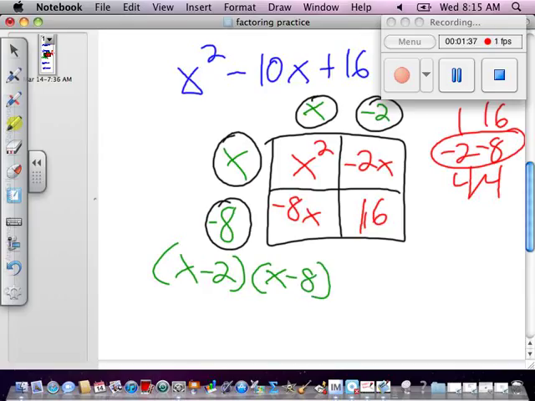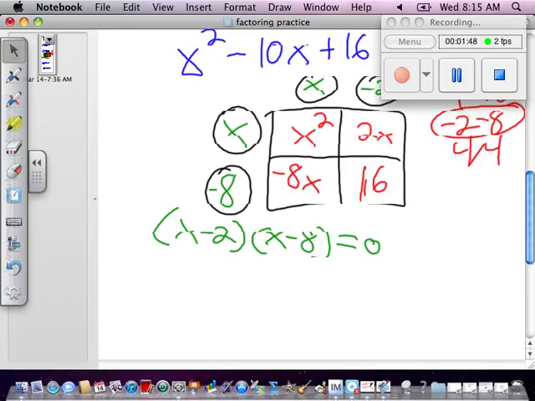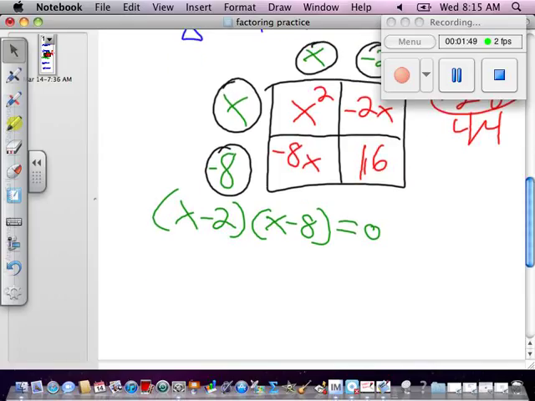How would I figure out what the zeros are for this? I would set the whole thing equal to 0, and then I would split them up. I'm going to move this up a little bit. I'd have x minus 2 equals 0, x minus 8 equals 0, so x equals 2, and x equals 8.